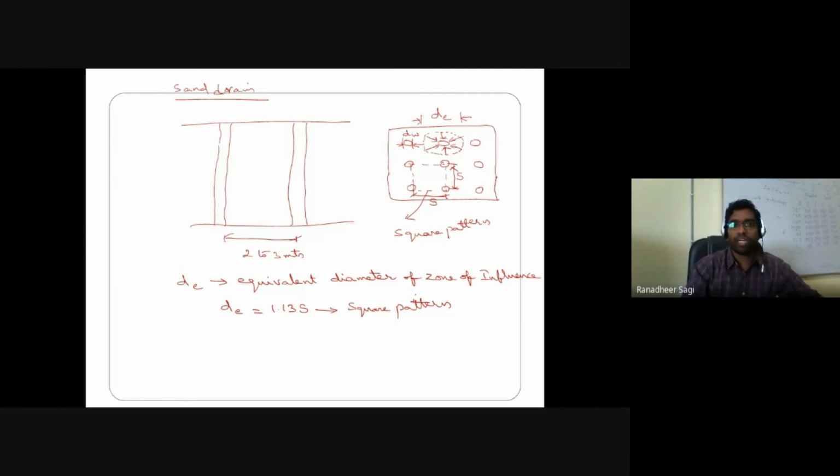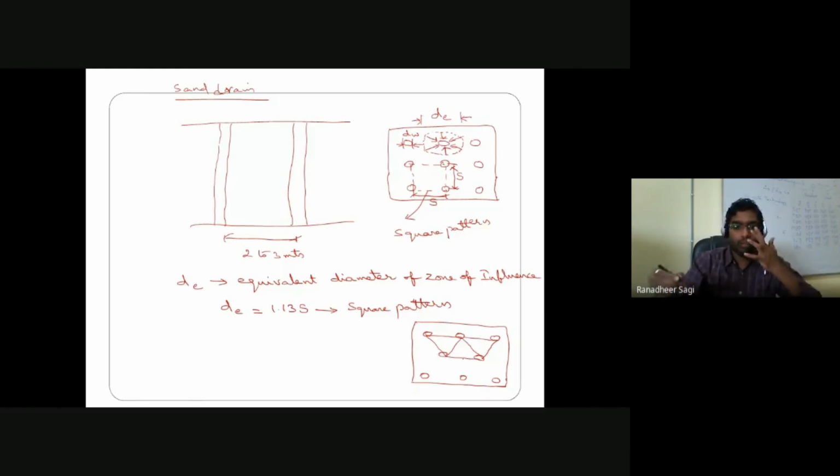Similarly, we can also have a triangular pattern of arrangement. Triangular pattern means, let's say once again, this is my construction site, this is one sand drain, this is another sand drain, and so on. If I look at this pattern of arrangement between these sand drains, they are in what is called a triangular pattern.